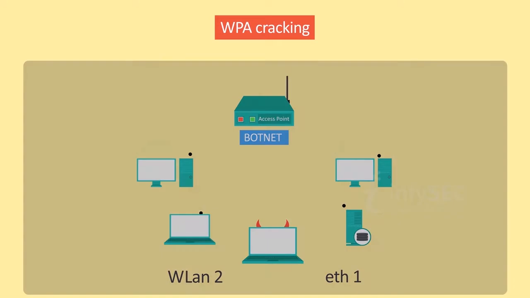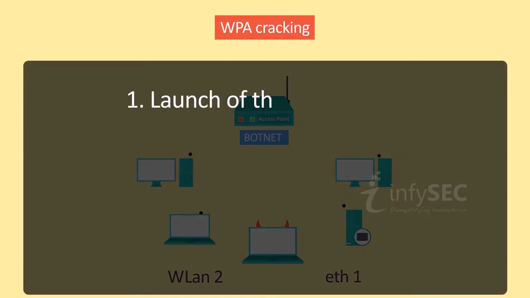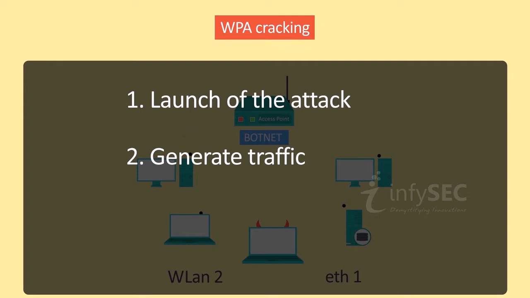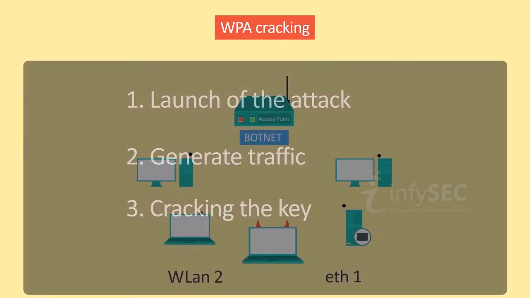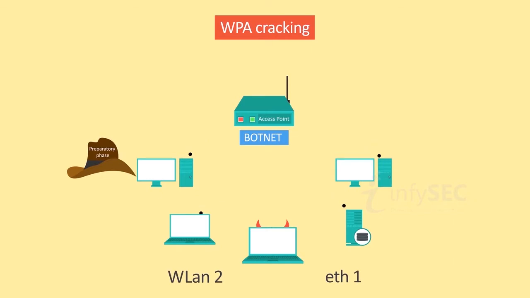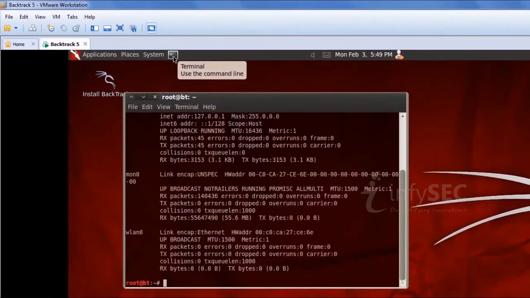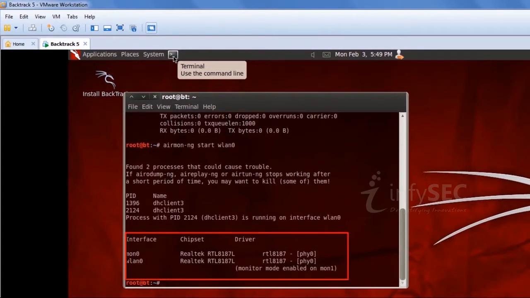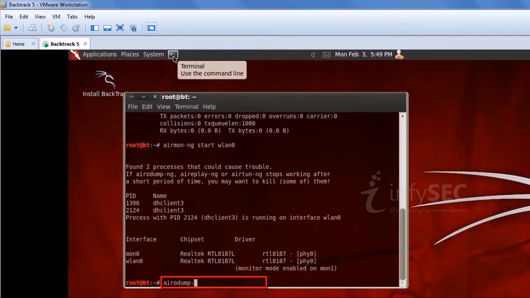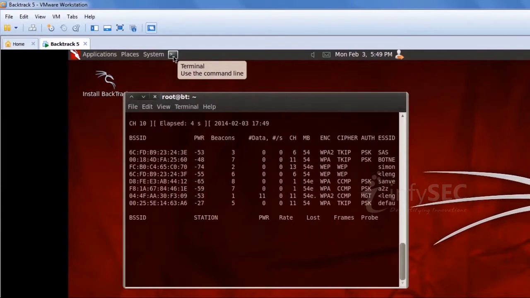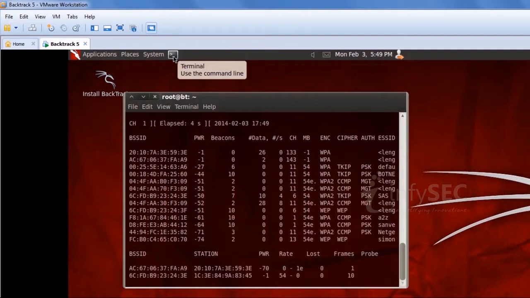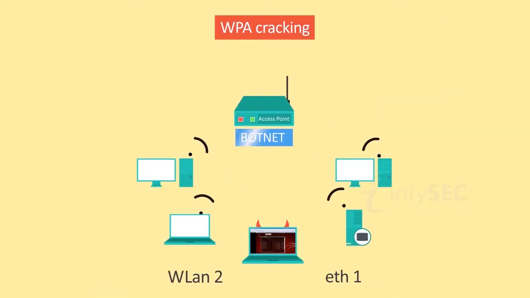WPA cracking. This can be done in 3 steps: launch of the attack, generate traffic, and cracking the key. Before getting into action, one needs to carry out the preparatory phase for the attack, which involves checking that the wireless interface is up, starting the wireless interface in promiscuous mode, and enabling the interface to capture the traffic in promiscuous mode. Once a WPA PSK encrypted hotspot is found, the capture is stopped and its details are jotted down.